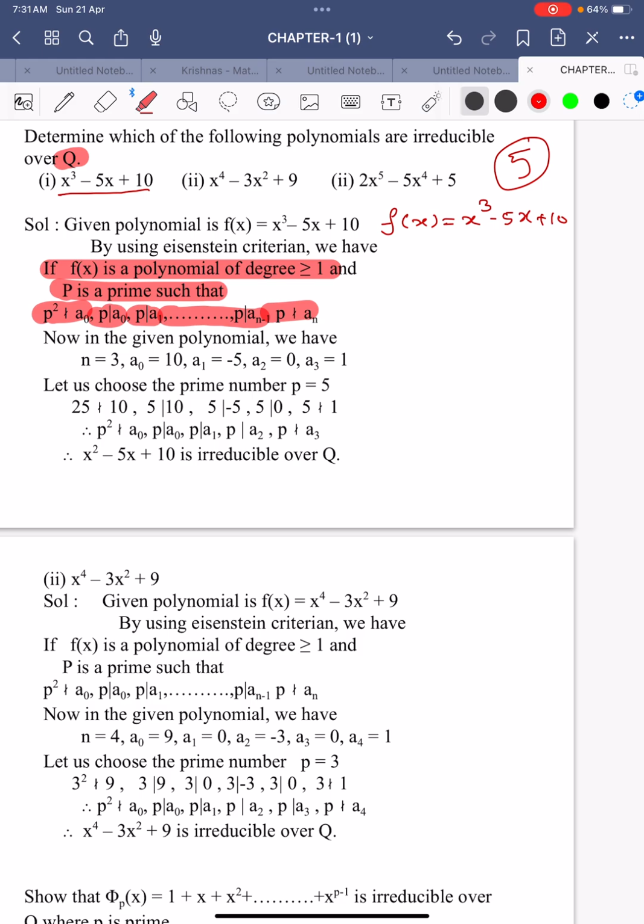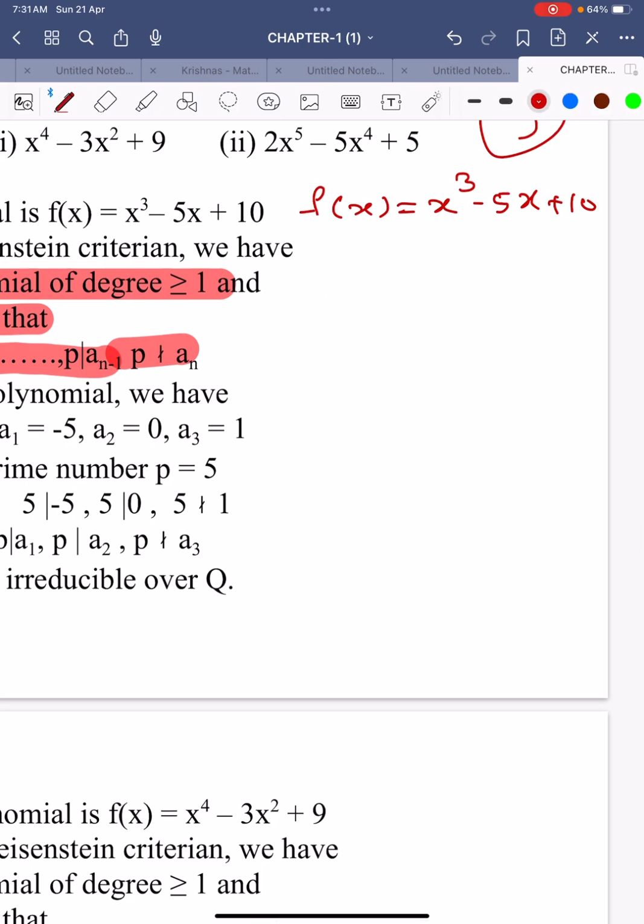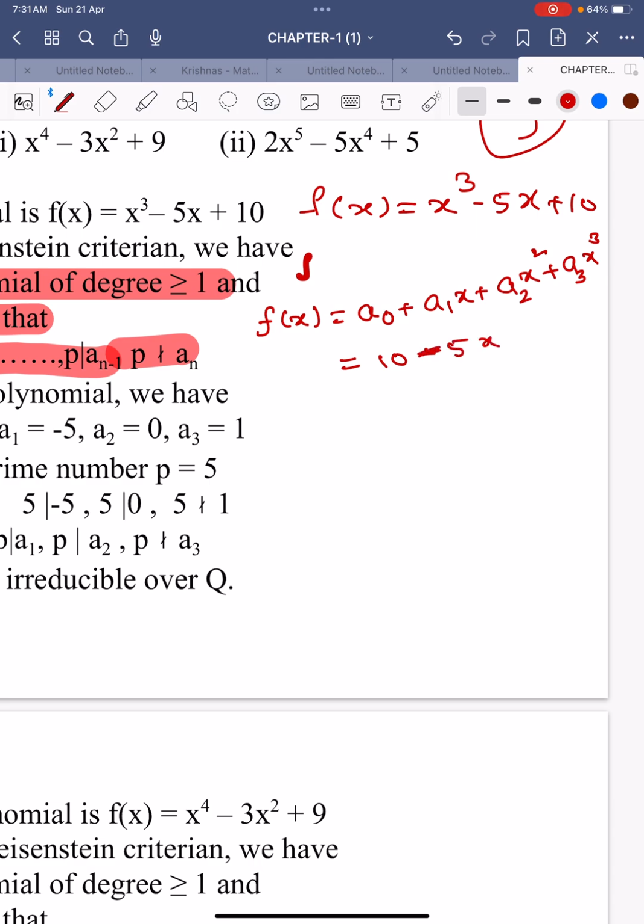So to apply this Eisenstein criterion, first you have to compare the given polynomial with f of x equals a naught plus a1x plus a2x square plus a3x cube. So our polynomial in the form 10 minus 5x plus x cube. By comparing, we get a naught equals 10, a1 equals minus 5, a2 equals 0, a3 equals 1. So now choose the prime number p equals 5.